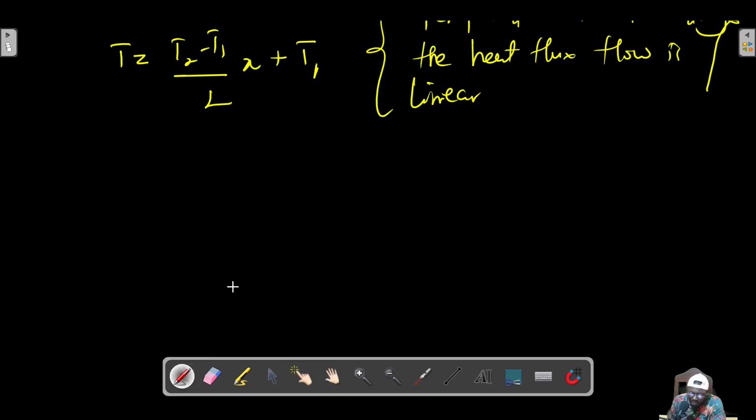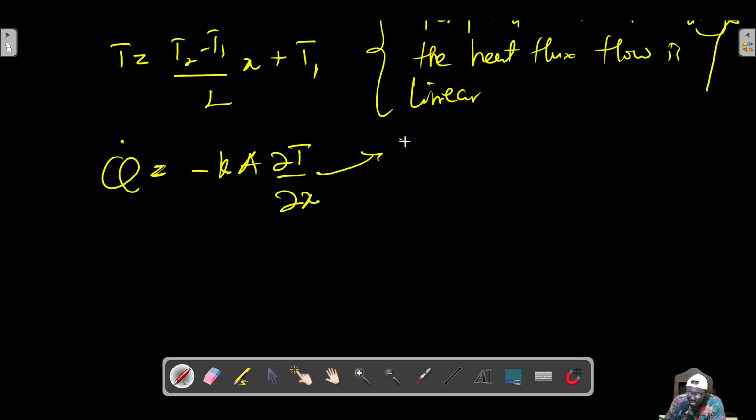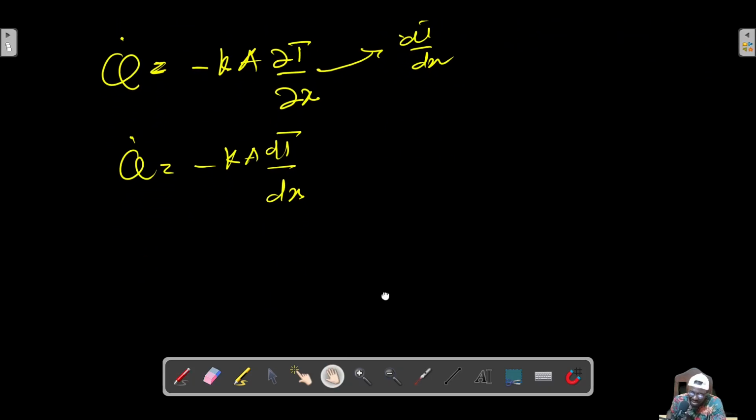Yes. Now, you remember from Fourier's law of conduction that Q dot is basically equal to negative K A del T del X. But as I said, if your temperature is a function of only a single spatial coordinate, then your del T is the same as dT dx. So Q dot is equal to negative KA dT dx.